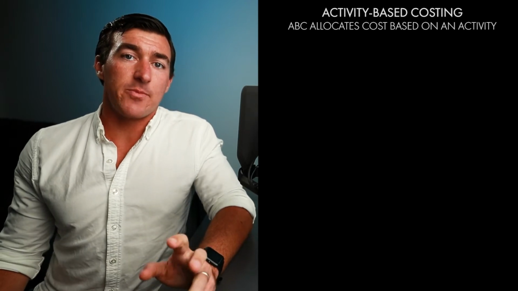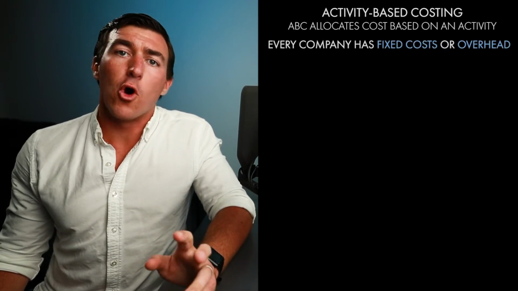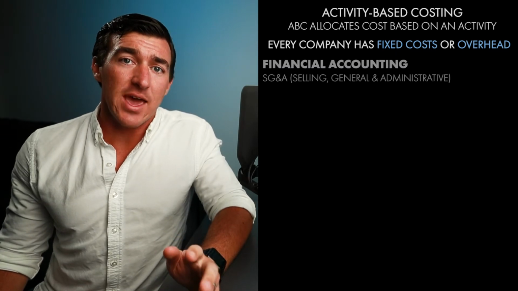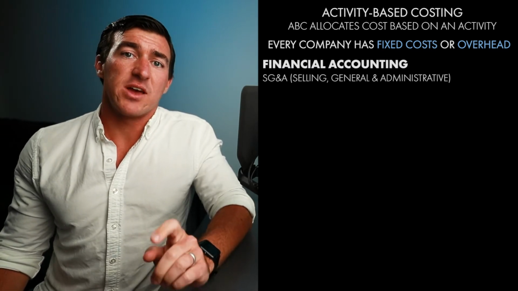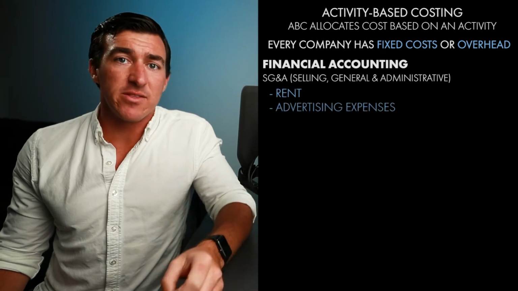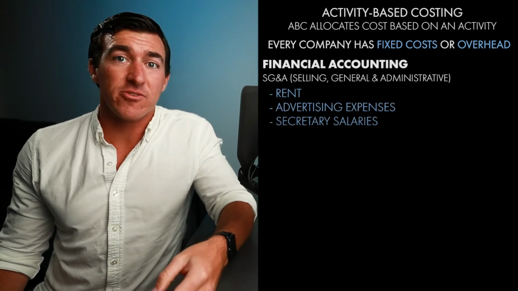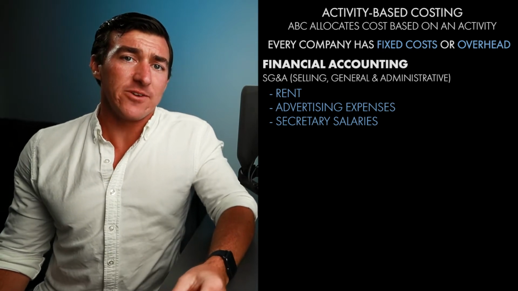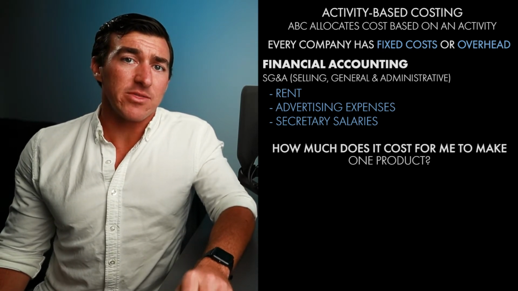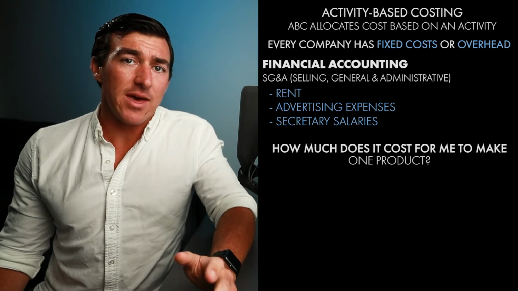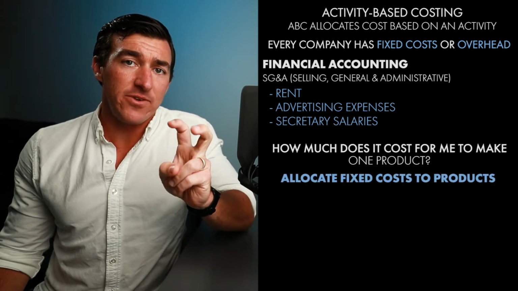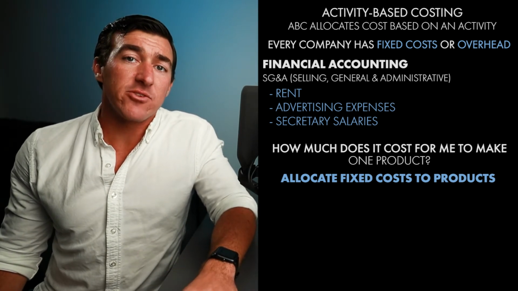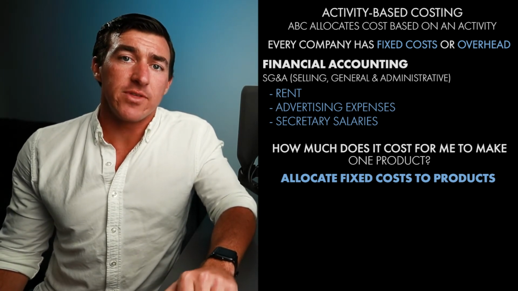You see, every company has fixed costs or overhead. And when we're doing financial accounting, the things that were called SG&A kind of fall into this category, such as rent, advertising expenses, secretary salaries, things like that. And so what we're trying to do is figure out how much it costs for me to make this one product. And in order to do that, you have to be able to allocate these fixed costs to products somehow. So activity-based costing is the process you use to do that exact thing.